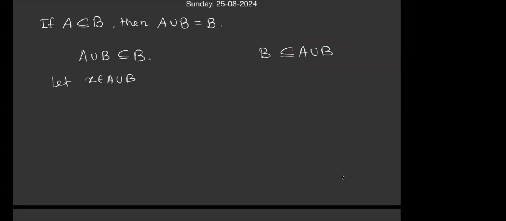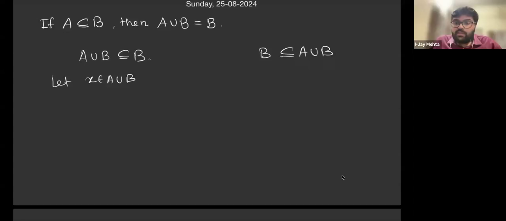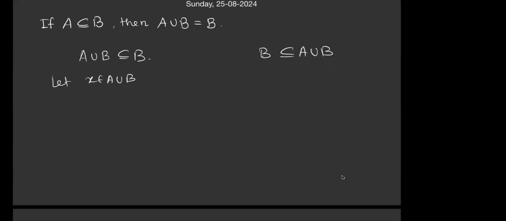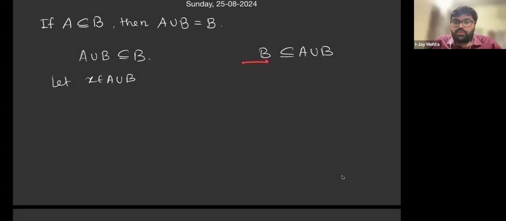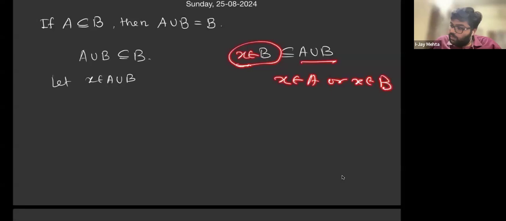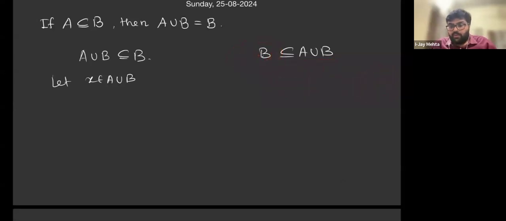Here X belongs to B is true. Why is that true? Because X belongs to B. वहां से तो शुरू किया था. We started with X belongs to B, right? So it's already true. For this, I have to show X is in A or X is in B. One of them has to be true, but I already started with X in B. So this is true. Even if it is in A or not, I don't care. Once this is true, then I'm done.